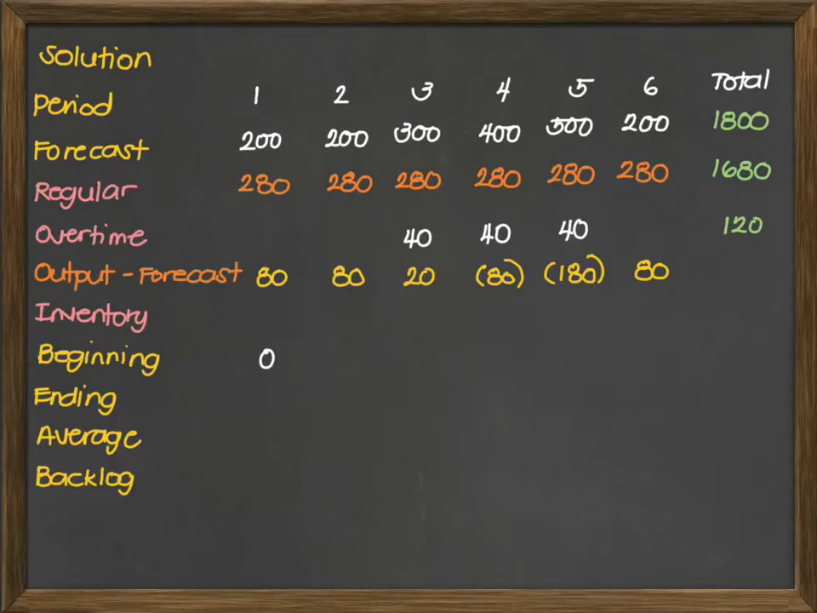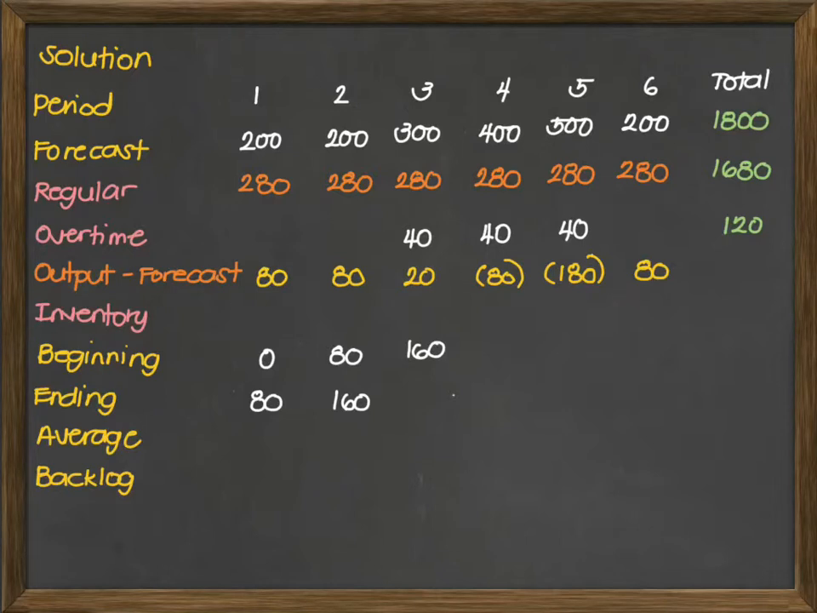And ganun ulit. So, magkakaroon tayo ng ending inventory for period 1 since nagkaroon tayo ng excess production for that period. So, 0 plus 80 is 80 for your ending inventory. Again, 80 will be carried over onto the next period. Then, on the second period, may excess production siya ulit. So, i-add lang natin yung dalawa. So, 80 plus 80, you have 160 ending inventory. Again, 160 will be carried over onto the next period.